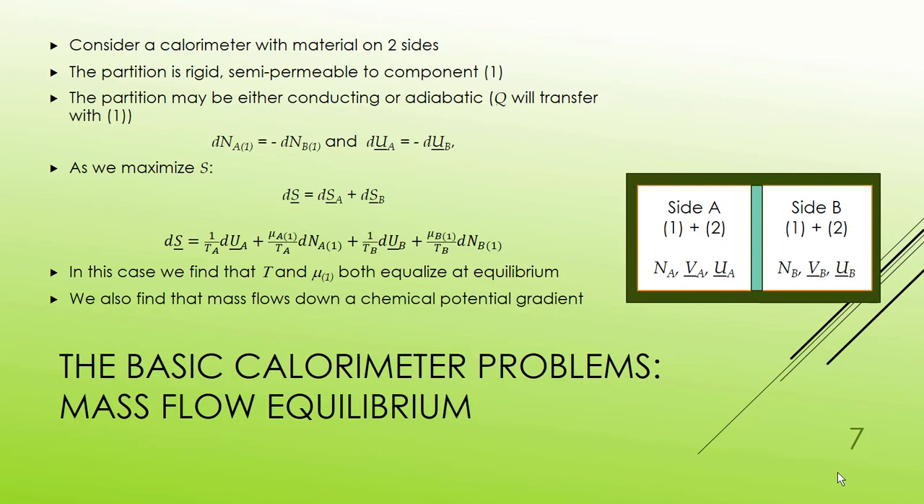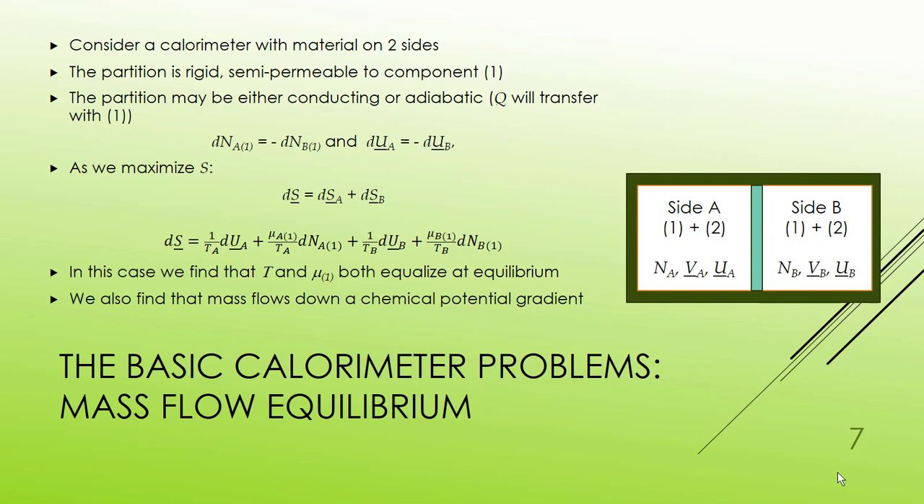Our third category is mass flow equilibrium. In this case, I'll let the partition be rigid, meaning I'm going to fix the volumes on the two sides. Semi-permeable, so that material can travel across from one side to the other through pores in this partition. But I'm only going to do that for component 1. Molecules for component 2 are too big to go through these pores.